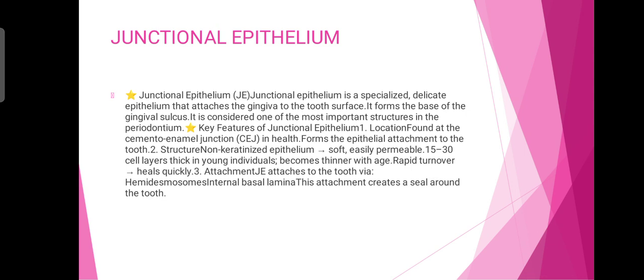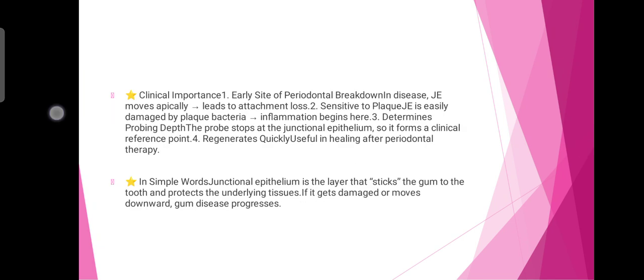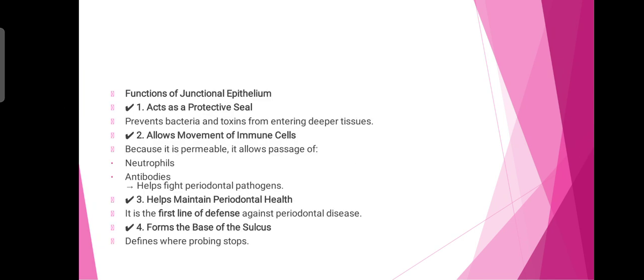The structure is non-keratinized epithelium. It is soft and easily permeable. It becomes thinner with age. Junctional epithelium attaches to the tooth by hemidesmosomes and an internal basal lamina. This attachment creates a seal around the tooth. What are the functions of junctional epithelium? It acts as a protective seal.